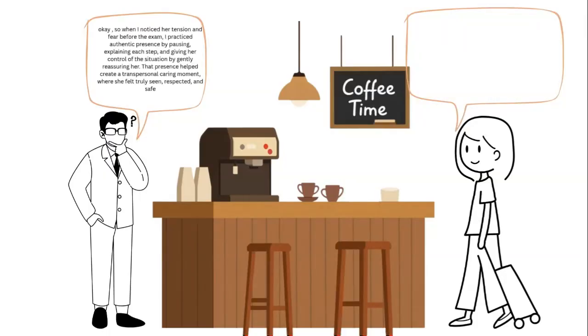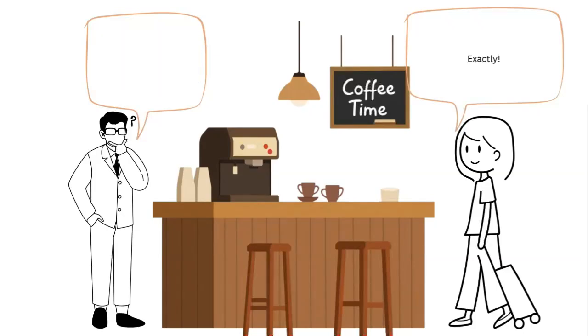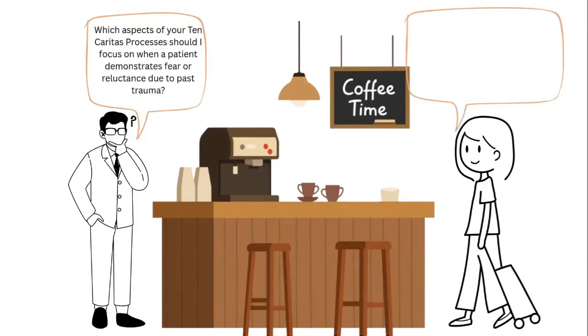Okay, so when I noticed her tension and fear before the exam, I practiced authentic presence by pausing and explaining each step and giving her control of the situation by gently reassuring her. That presence helped create a transpersonal, caring moment where she truly felt seen, respected, and heard. Exactly. Okay, so which aspects of your 10 Caritas processes should I focus on when a patient demonstrates fear or reluctance due to past trauma?